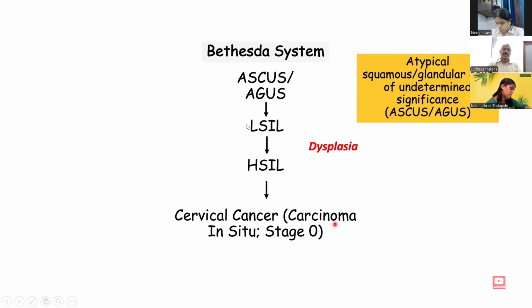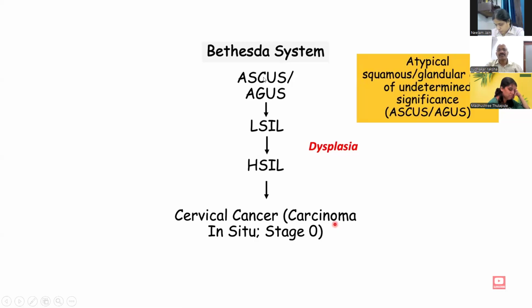The next step ahead is LSIL. LSIL means low grade squamous intraepithelial lesion. This report indicates there is some precancerous change. HSIL means one more step ahead towards cancer. HSIL means high grade squamous intraepithelial lesion. So this is a grading system. As we go down, the tendency to turn into a cancer will increase.